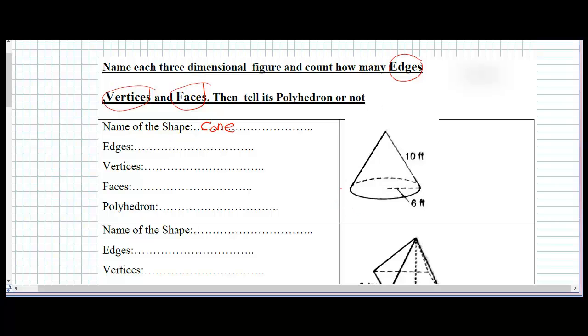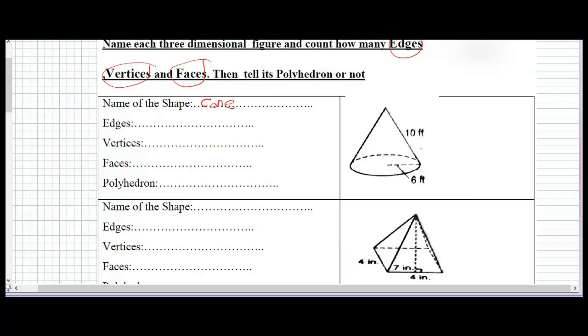How many edges we have here? How many edges in a cone? We have here only one edge. This down is one edge. How many vertex? Vertex is this point up, so we have one vertex. How many faces? Here we have two faces. We have the face down, which is a circle, and this one is a face.